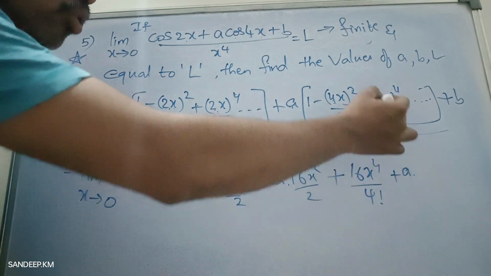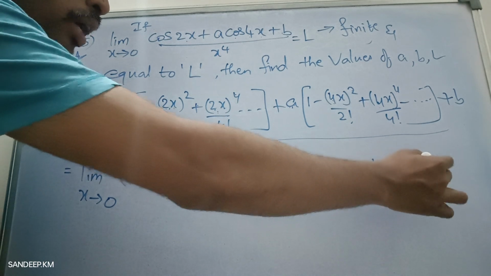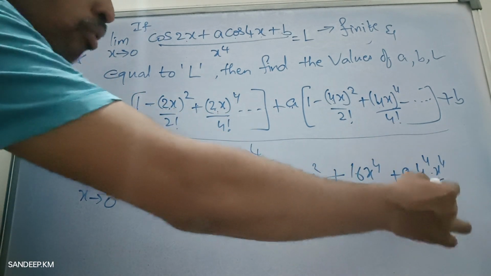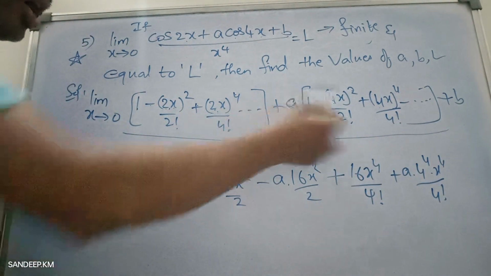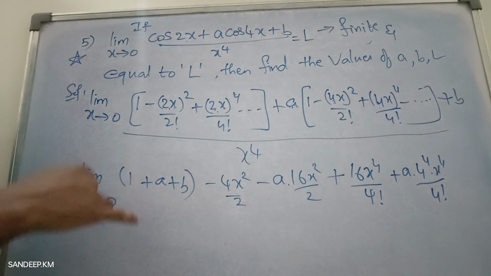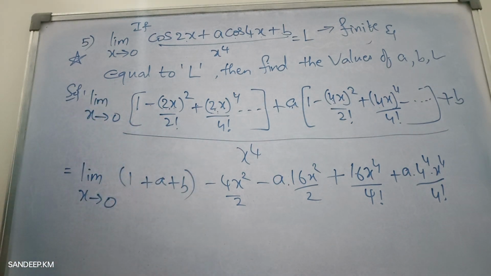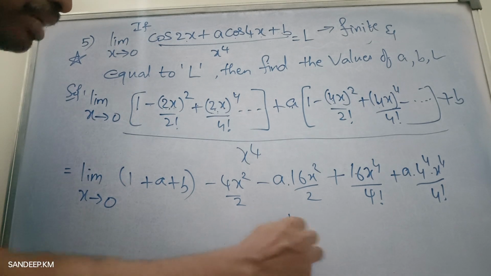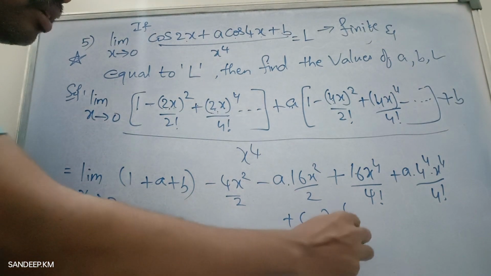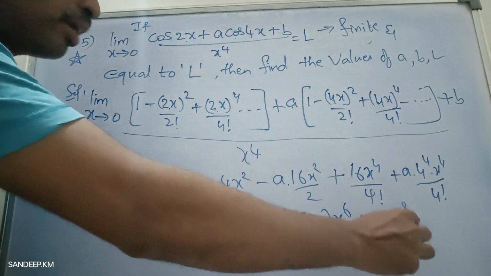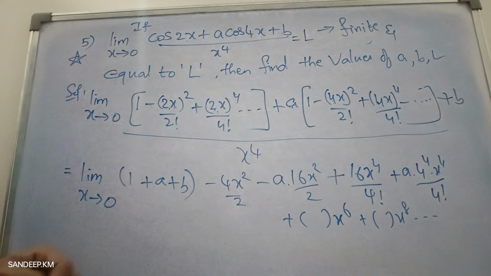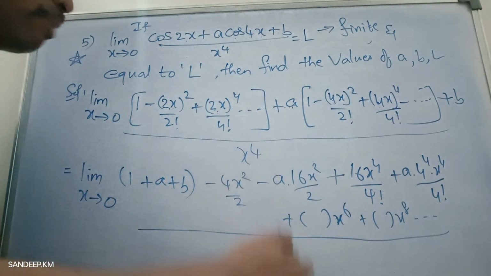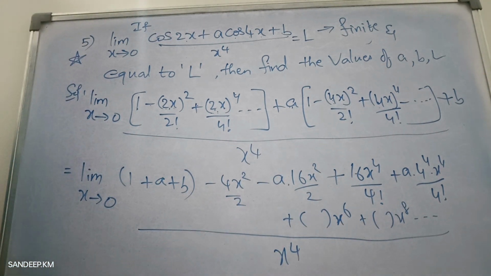Plus a into 4 power 4 into x power 4 divided by 4 factorial. Only these two are x power 4 terms, and all the remaining terms are x power 6 terms. Let me write something into x power 6 plus something into x power 8 and so on. I don't want the remaining powers of x, you will understand why slowly. The whole thing is divided by x power 4.